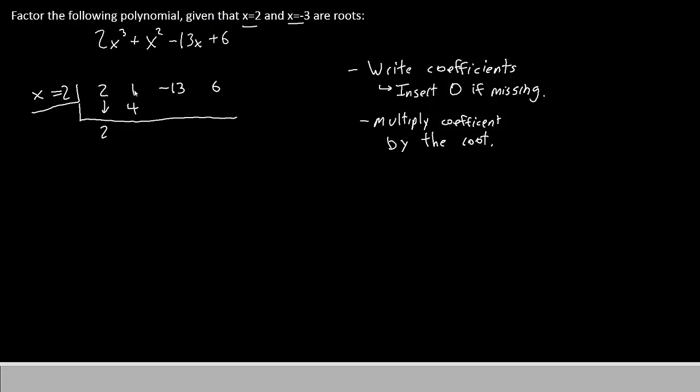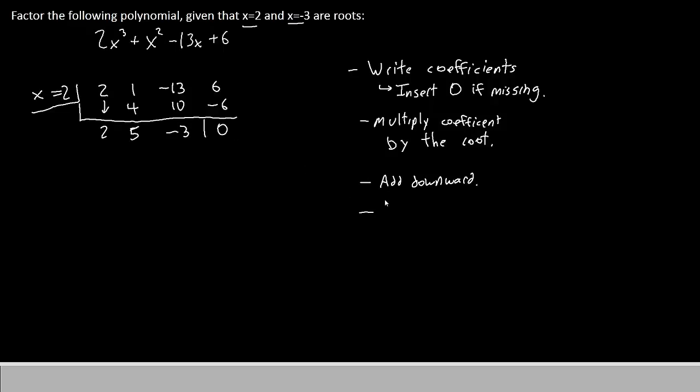After that, we're going to add the 1 to the 4. So you'll simply add downward. 1 and 4 makes 5. We'll continue the process by repeating it. 5 times 2 gives 10. And then negative 13 plus 10 gives negative 3. Let's continue again. Negative 3 times 2 is negative 6. And then 6 minus 6 gives us 0.